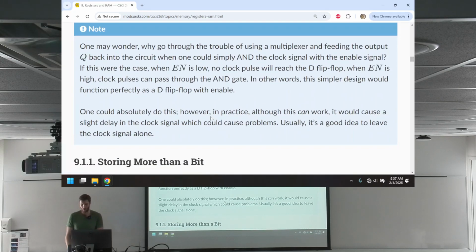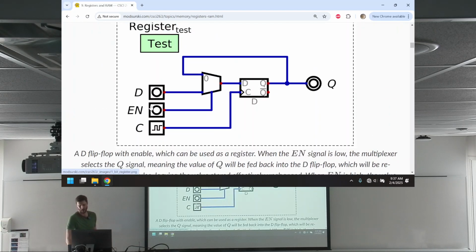One may wonder why you go through the trouble of using this. The other solution, we kind of talked about this before: instead of having the enable activate or deactivate the data line, why not have it activate or deactivate the clock signal? If it latches every time there's a clock pulse, why not have it deactivate the clock pulse?